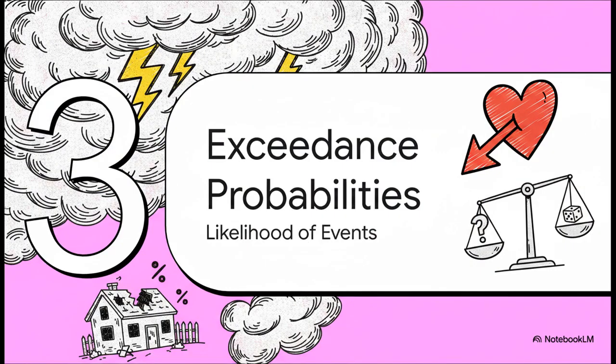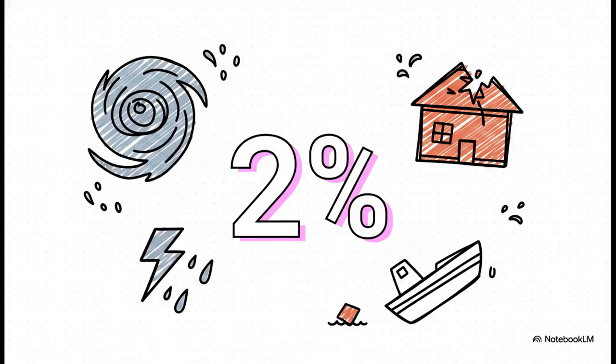Section 3. Understanding exceedance probabilities. Now we need to determine the likelihood of these events to truly attach probabilities to the pain. The standard requires disclosure across 3 specific likelihood of exceedance scenarios. It starts with the 1 in 50 event, representing a 2% chance in any given year.